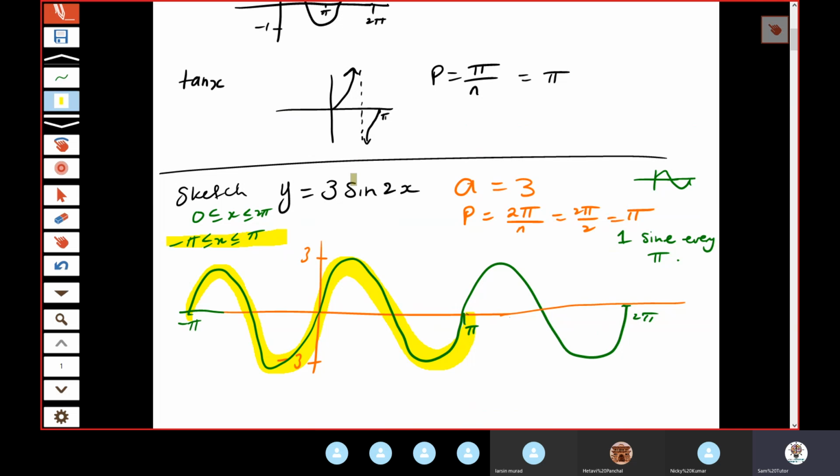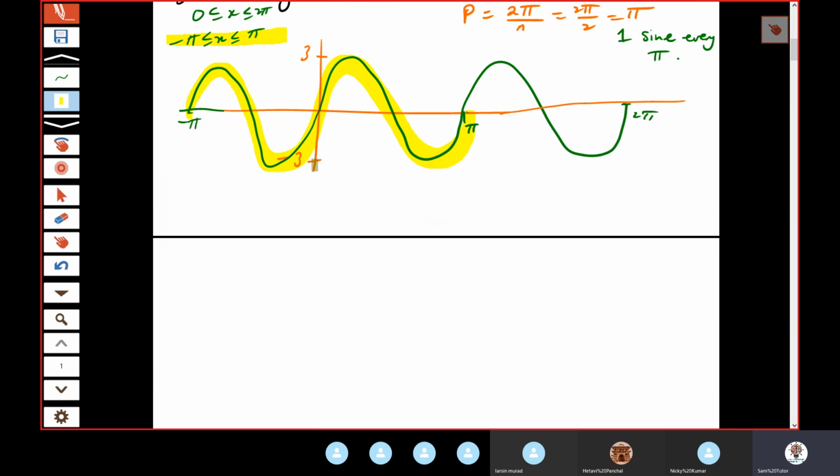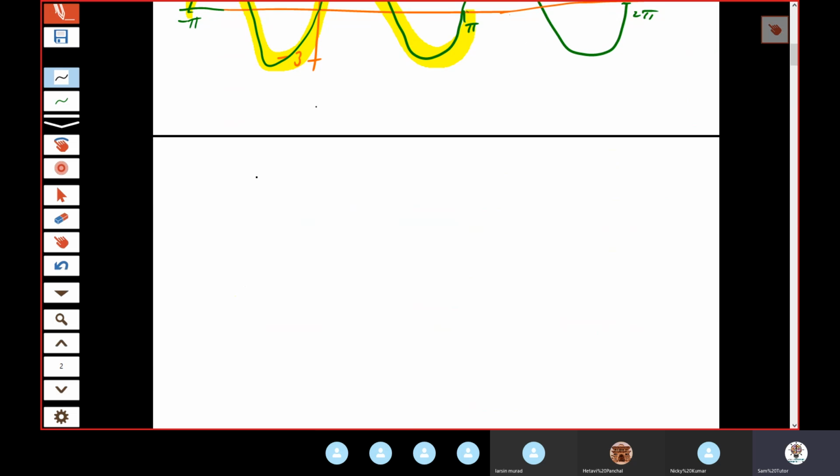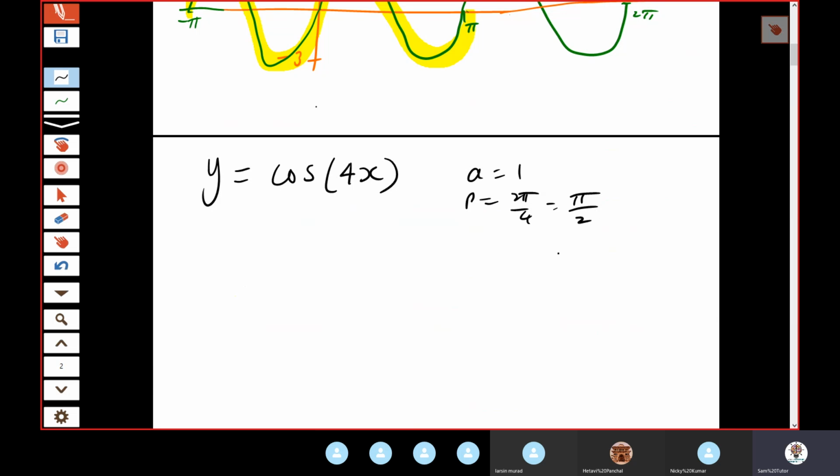So let's do a few more, just to make sure. And then we're done. That hasn't been shifted, right? But if you need shifts, you'll know that you're going to say pluses and minuses. So let's do y equals cos 4x. Let's draw this one. Your amplitude is 1. Your period is 2 pi on 4, which is pi on 2.